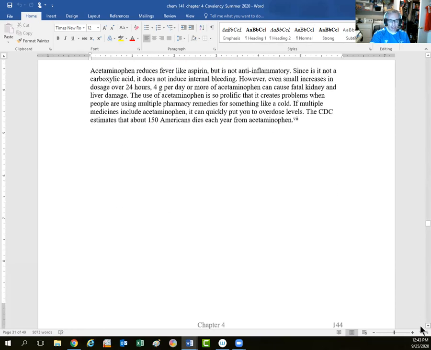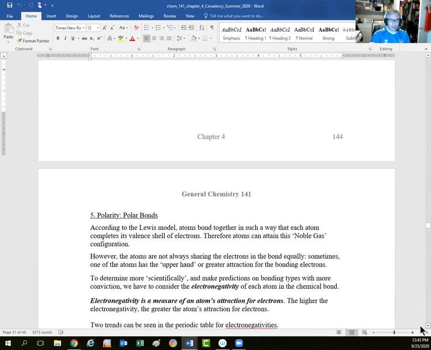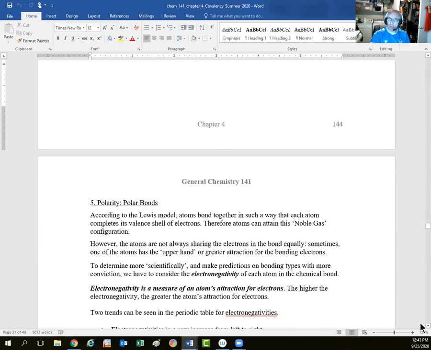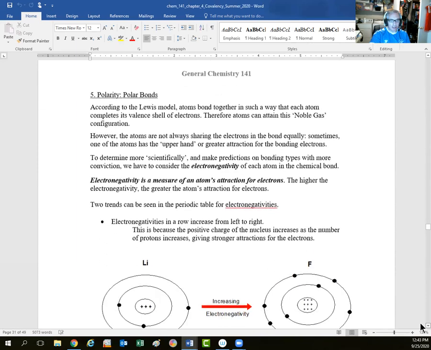Again, lots of shapes, lots of combinations of bonding pairs and lone pairs as we look around these bigger molecules.